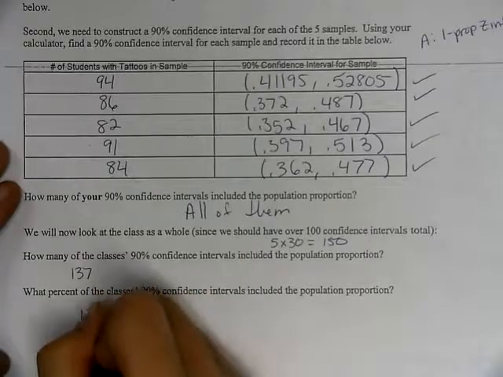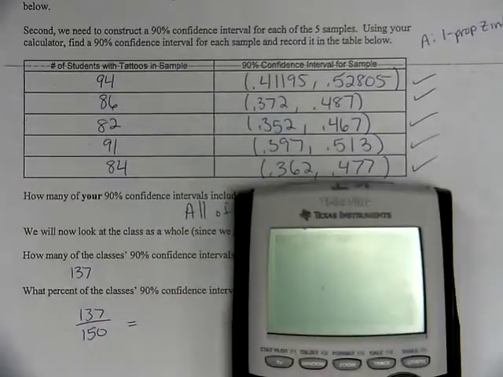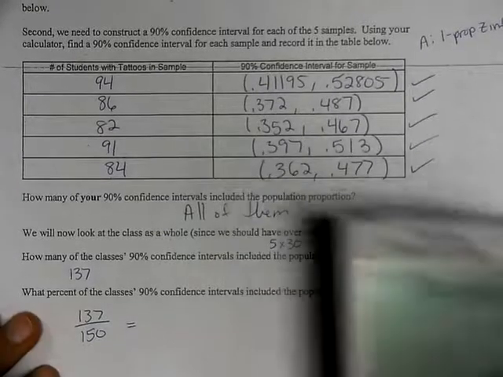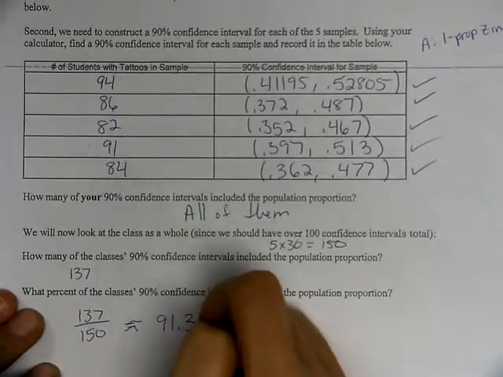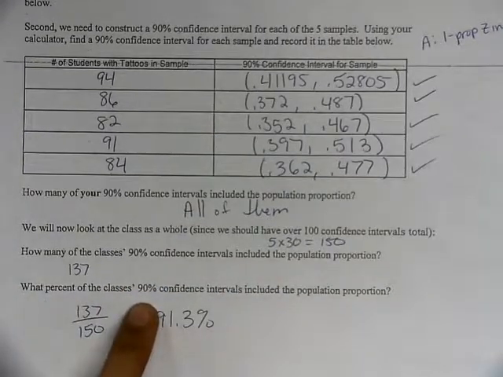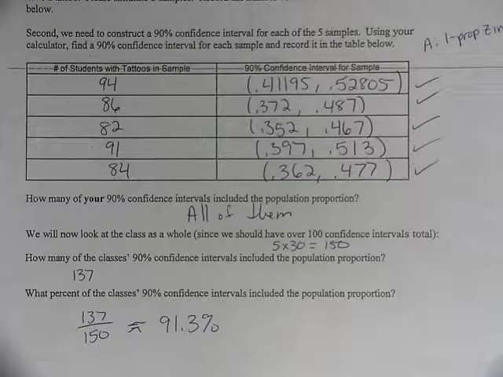So what percentage of your class's 90% confidence intervals included the population proportion? If I take 137 out of 150, that gives me 91.3. So we had 91.3%, which is close to 90%. Every year when I do this, it's usually somewhere close. A couple years ago, I got 88. Last year, I got 91, probably close to a 90.